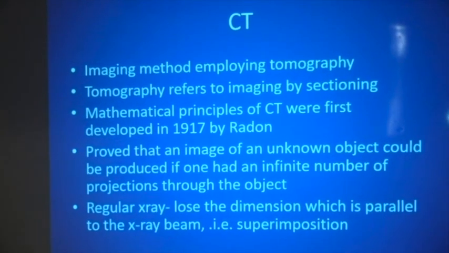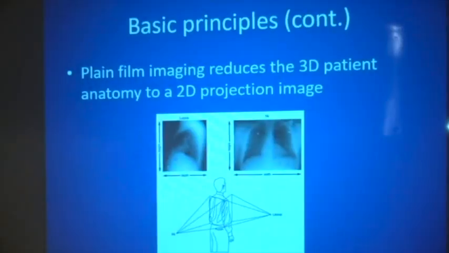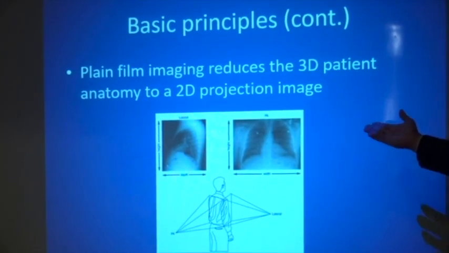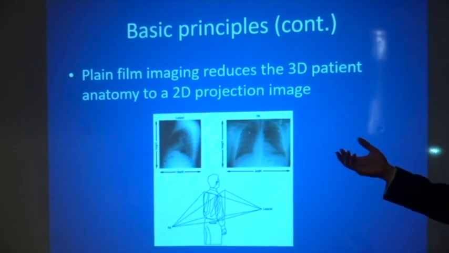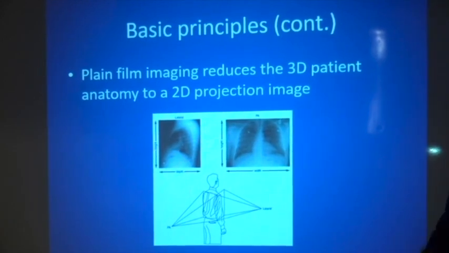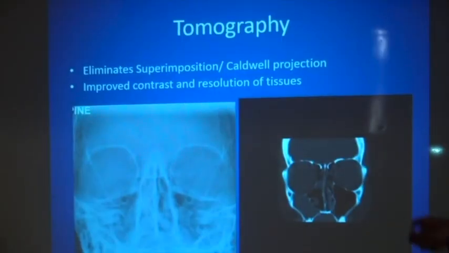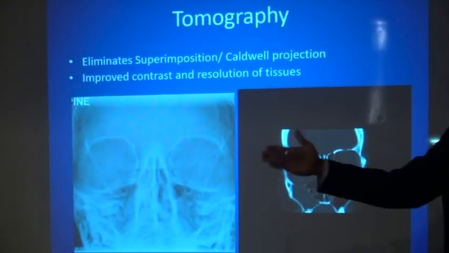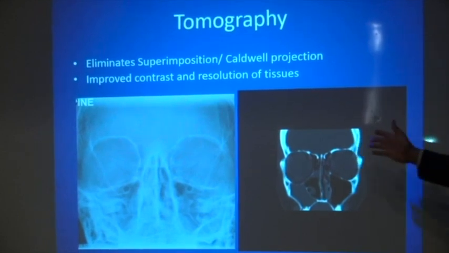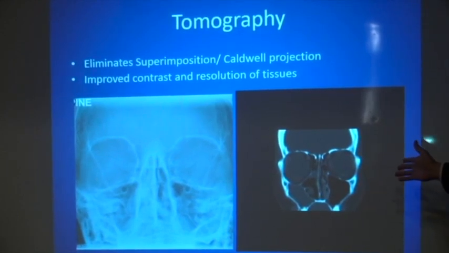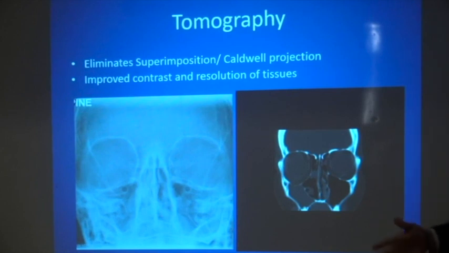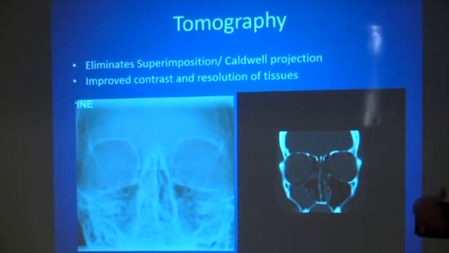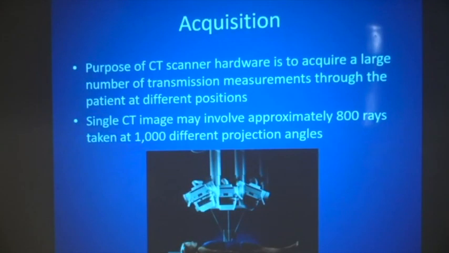So CT scan, the mathematical principles were developed in the early 20th century, and it showed that you could bisect the image as opposed to having it compressed all on each other. And you can see here, there's the classic X-ray where the whole image is compressed on top of each other. This is known as a Caldwell projection, where you have all the images on top of each other, just put together. This is in contradistinction to a CT scan where you get a single slice through that image, which is much more useful. This improves the resolution and the contrast of what you're trying to look at.